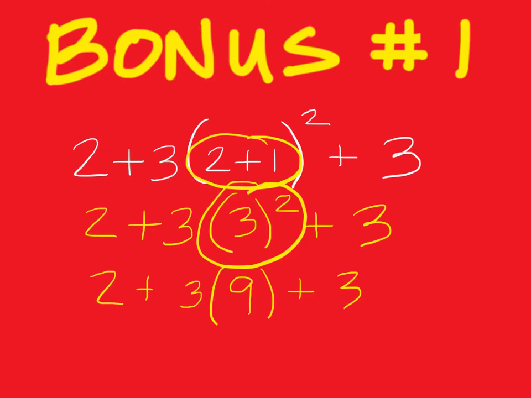What should I do next? Yeah, 9 times 3 is what? 27, yeah. And then once you get to that point, just add left to right. 2 plus 27 plus 3 is 32. Bonus number 2.